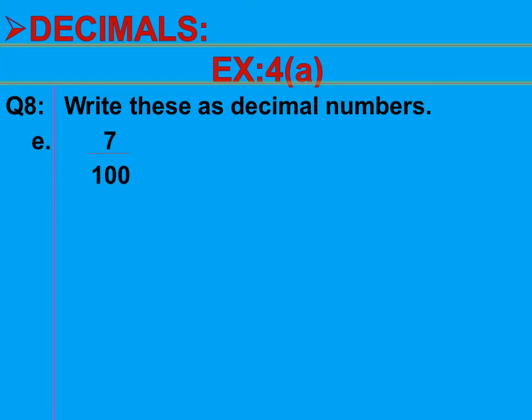Now part E. In part E we have the fraction 7 divided by 100. Now dear students, we have 100, which means 2 zeros in the denominator. Now let's see how we will write it as a decimal number. We will start replacing the denominator zeros with the digits of the numerator one by one. Let's see. We will replace the 0 with this digit 7.